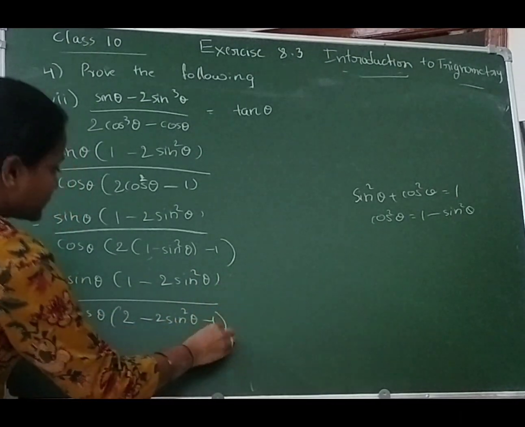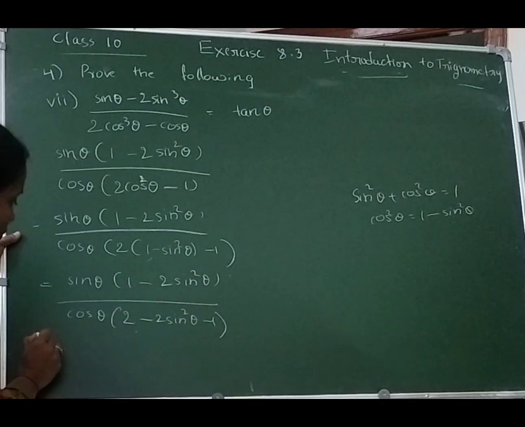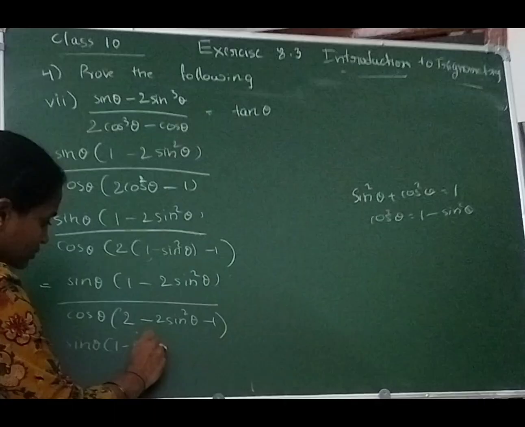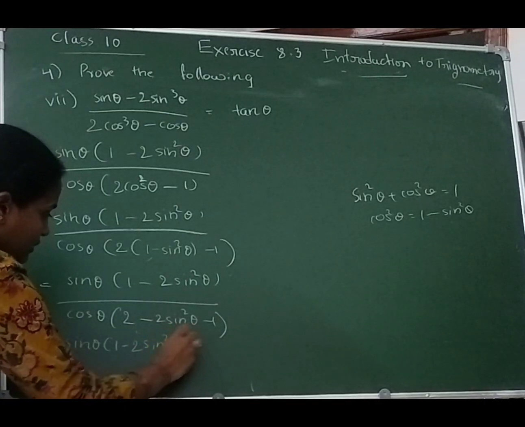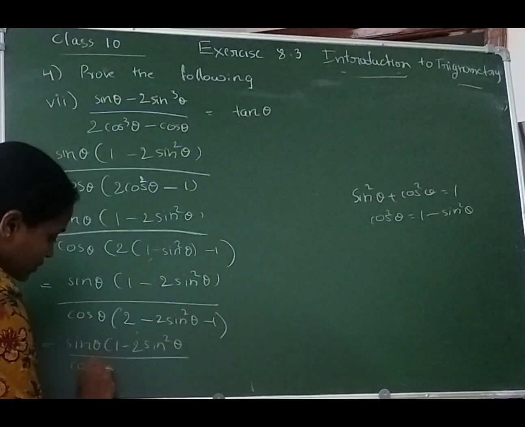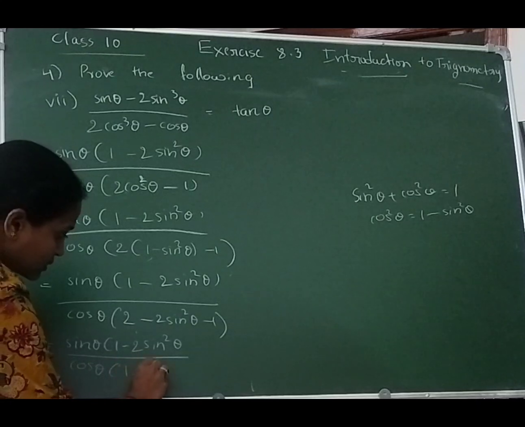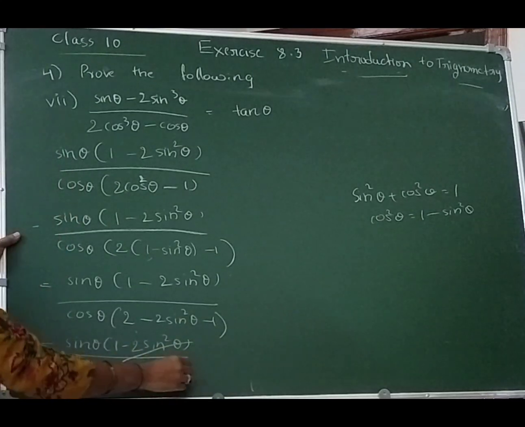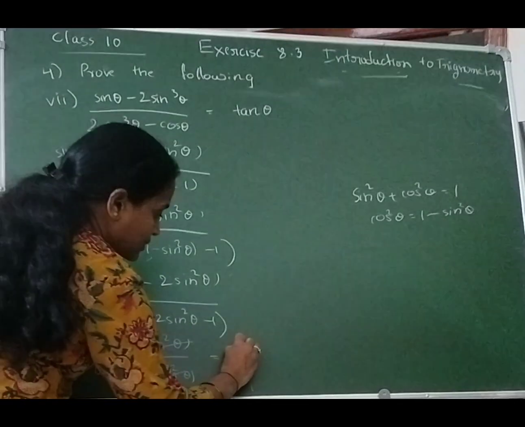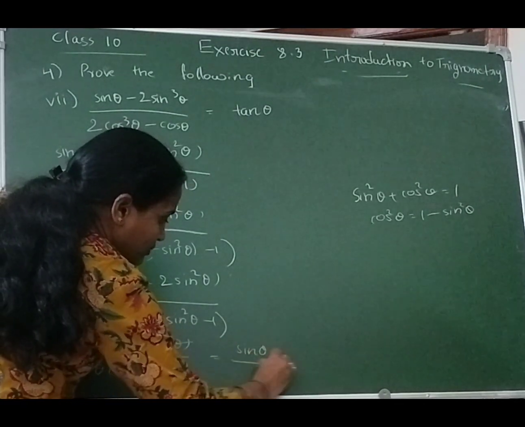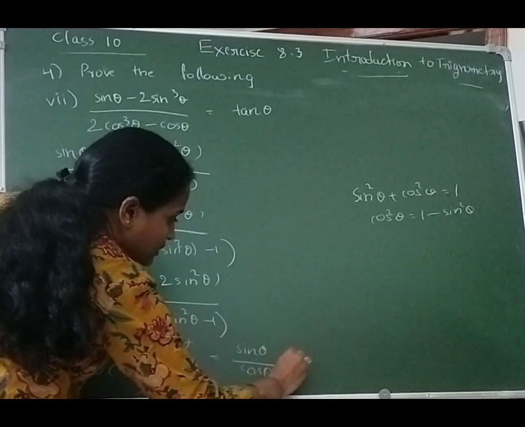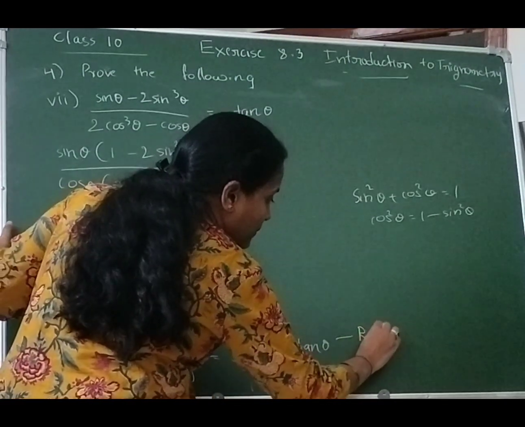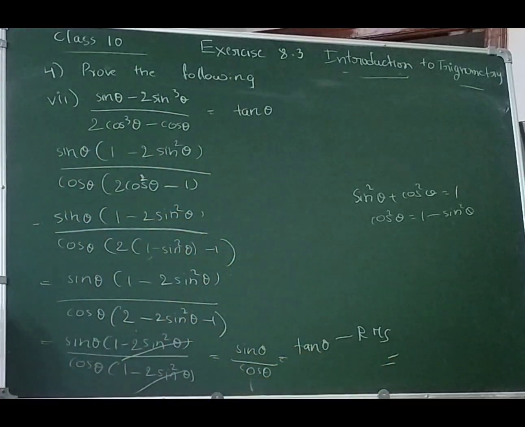So 2 minus 1 is 1. So the equation reduces to sin theta into (1 minus 2 sin square theta) divided by cos theta into (1 minus 2 sin square theta). So common terms will get cancelled and we'll get the answer as sin theta by cos theta. We know that is tan theta. So that is nothing but our RHS. So hence proved.